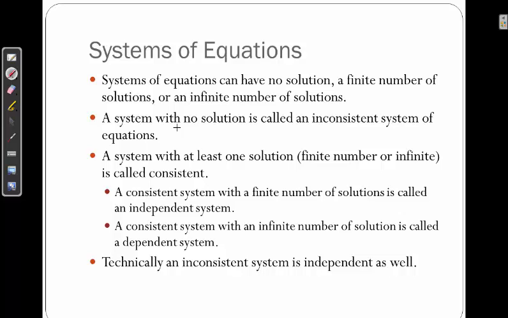Technically, you could call an inconsistent system independent as well. Usually they don't ask you to classify an inconsistent system further, because if it's inconsistent, by default it has to be independent. At least with two equations anyway.